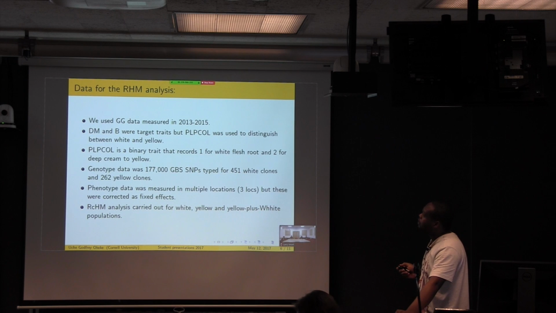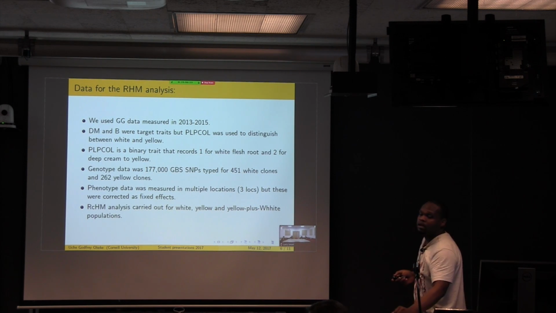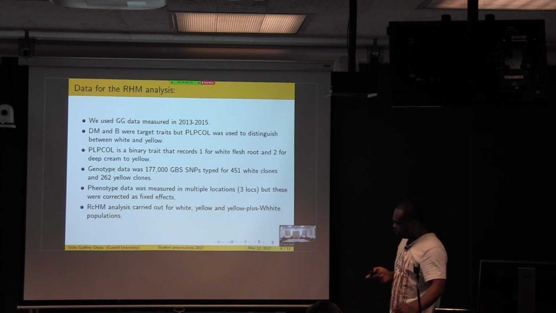a third trait we call pulp color, and this is a binary trait that actually measures the color of the root, which is 1 for white, and then 2 for deep cream to yellow. We use about this number of GBS SNPs, 451 clones for white, 262 clones for yellow. Data was from 3 locations, and we do this analysis in all the populations: white, yellow, and white plus yellow.